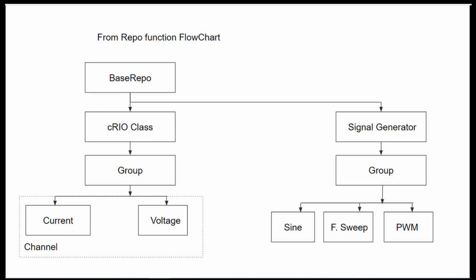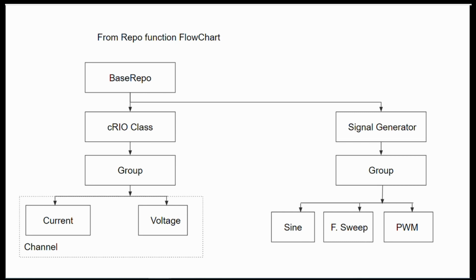But what we want to do is, I've taken an example where I'm just adding a signal generator. I think the one I use in my example is an Agilent function generator where you can generate a multitude of signals, but I've taken only three over here: a sine, a frequency sweep, and a PWM. Now, in the Cerio class, the lowest level of hierarchy, channel, the data is shared between current and voltage, but sine, F sweep, and PWM will have independent data.